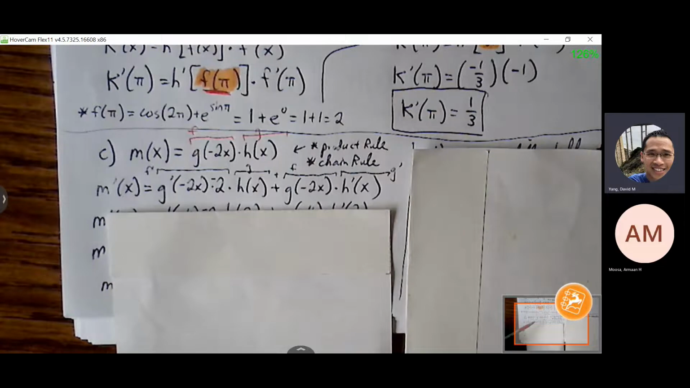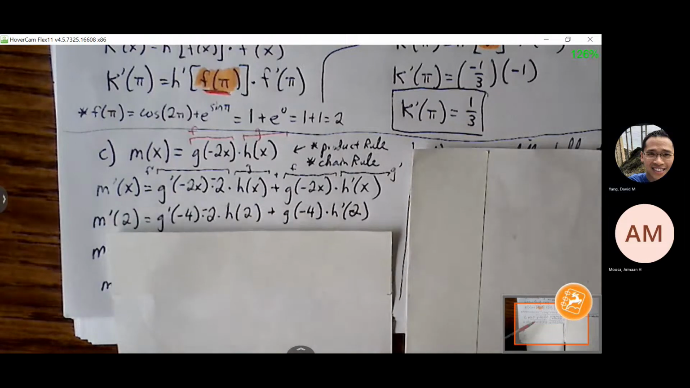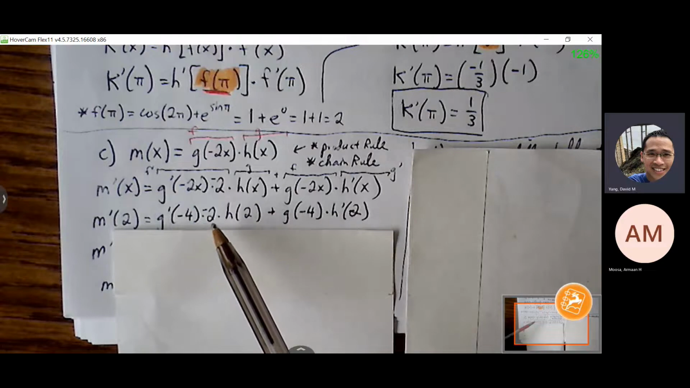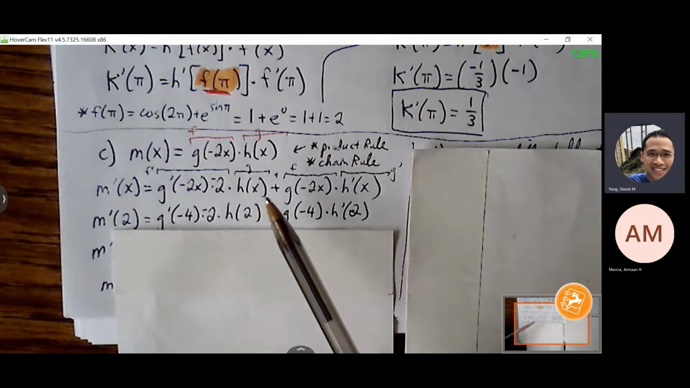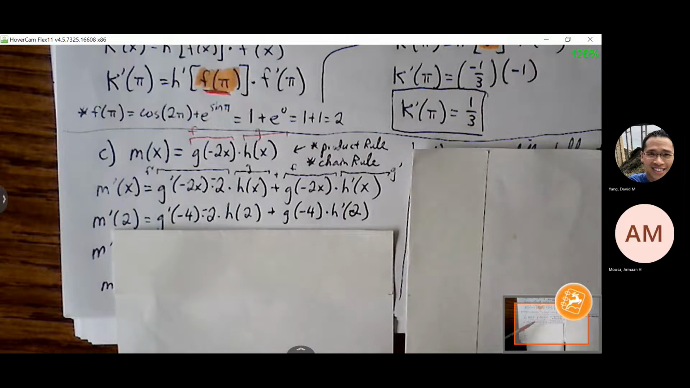Okay, replace every x with positive 2, now that we have our full derivative. So I get g prime of negative 4 times negative 2 times h of 2 plus g of negative 4 times h prime of 2. So all I'm doing is replacing every x with 2. And now let's see what's available for us to solve.